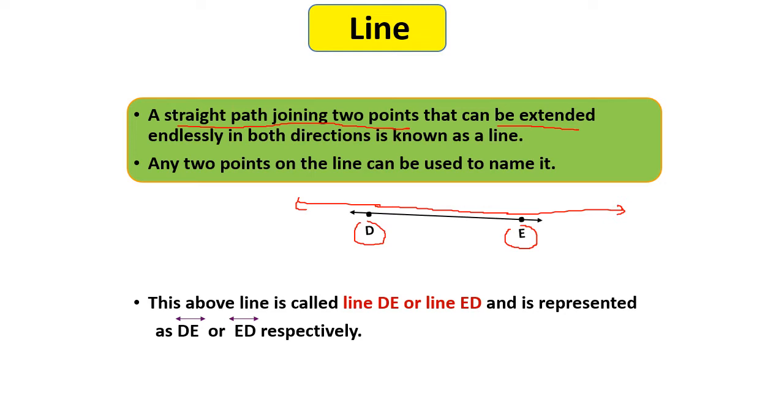So this represents line DE. You can also call it line ED. So whichever alphabet you like, you can speak first, line DE or line ED. And the representation is a double arrow just over DE. So how do you read it? Line DE. And how do you read this one? Line ED.